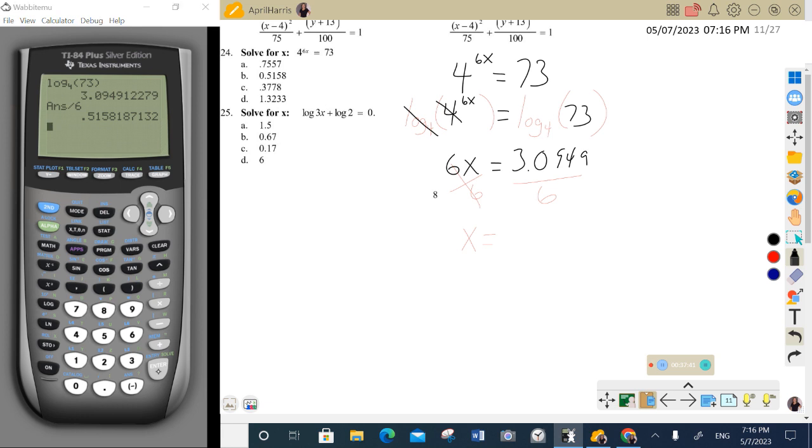And I got 0.5158, which is B. Remember also, let's say your brain freezes up on the test, when you're solving for x, you can always plug it back in the equation. Like take answer A and plug it in here and do 4 to the 6 times that number power and see if it gives you close to 73.